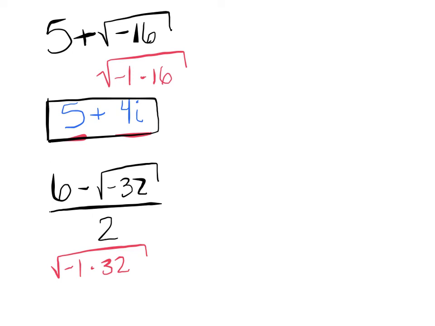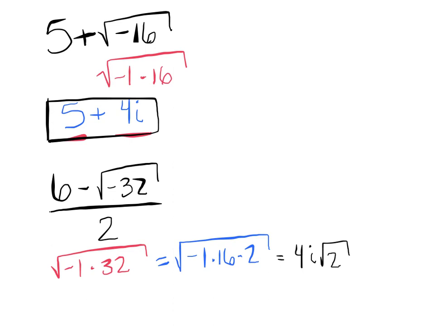This one is always a tricky one, and it's one to remember because you'll see it a lot. 32 is actually divisible by 16. So we can rewrite this as the square root of negative 1 times 16 times 2. Now, negative 1 escapes and becomes an i. 16 escapes and becomes a 4. And the square root of 2 has to stay like it is.